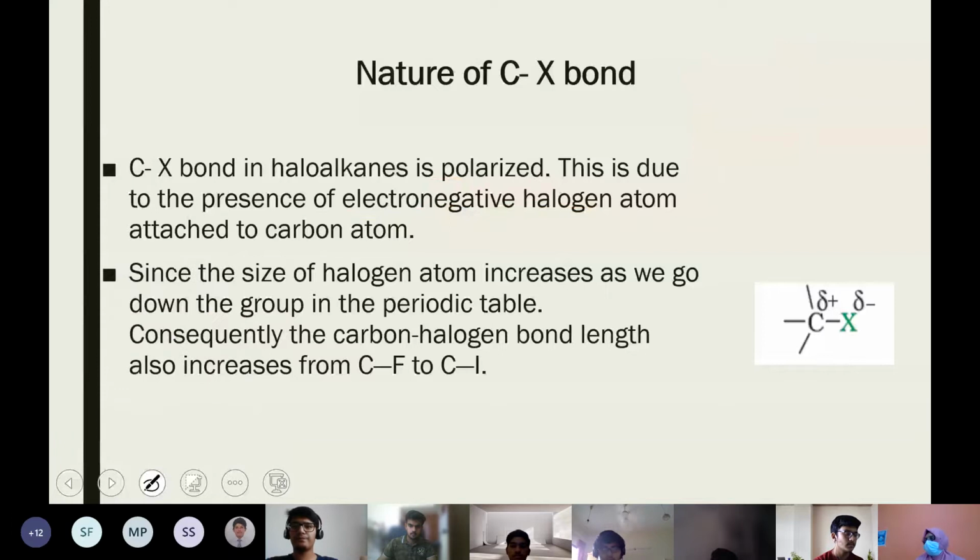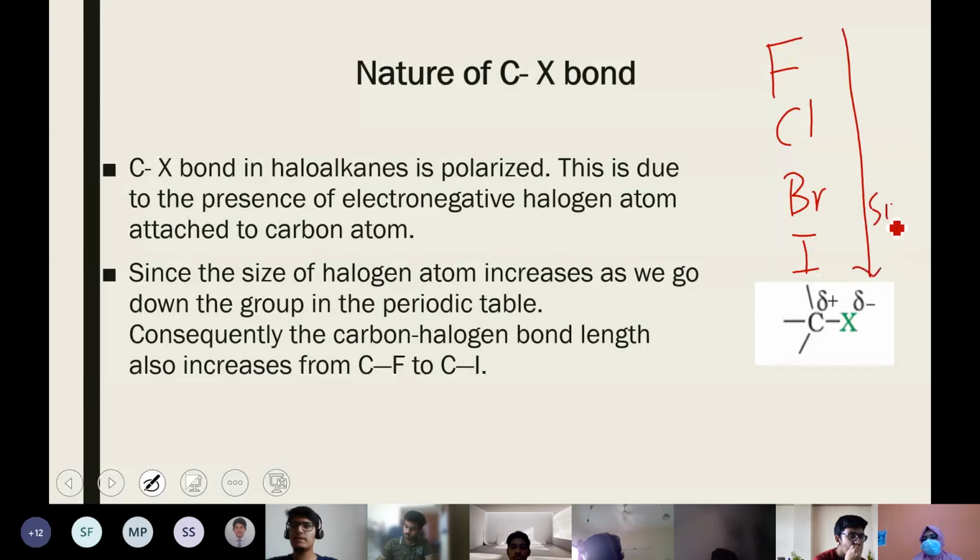I want to add one more point in the nature of the carbon halogen bond. Halogens include fluorine, chlorine, bromine, and iodine. These are the important halogen members; astatine we don't include. As you move down, the size of the halogen atom increases. Fluorine is the smallest and iodine is the biggest in this list.